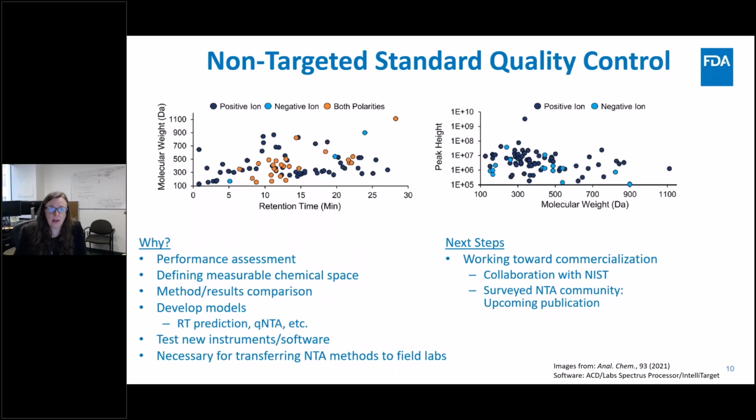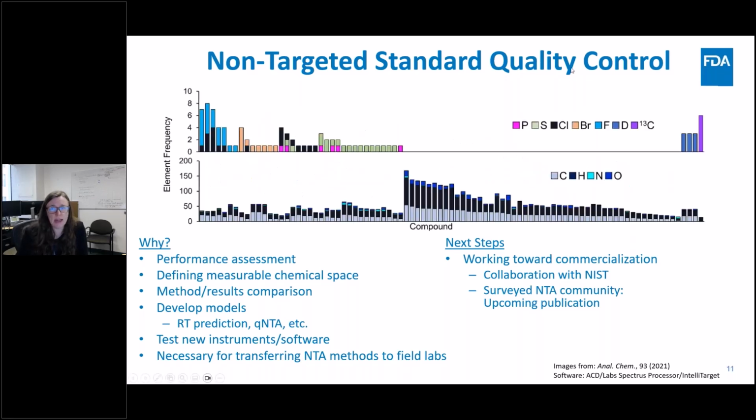So, a little bit more detail on what's actually included in the standard mixture. We developed this on purpose to cover a wide range of different physical chemical properties. So a wide range of molecular weights, retention times or log KOW values. We have compounds that ionize in both positive and negative modes, as well as a variety of different responses. We also made sure that we had diversity of elemental composition because we wanted to make sure that we're representing different types of classes of molecules with the standard mixture.